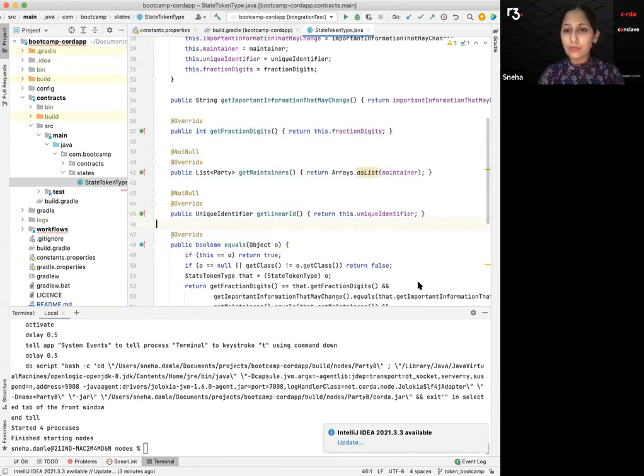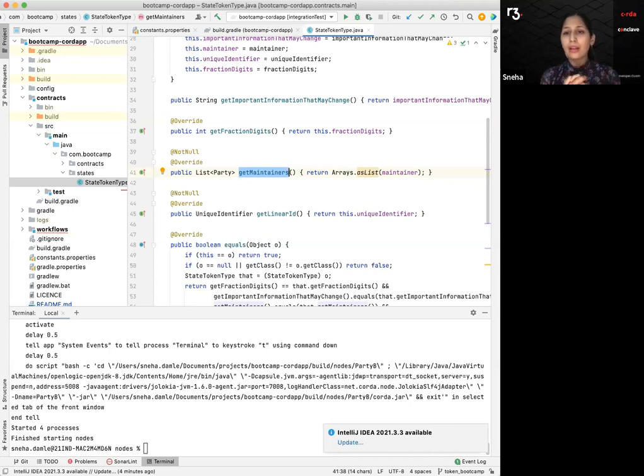So basically it has the fraction digits, which lets you specify the number of fraction digits allowable for this particular token type. So usually for a currency, let's say USD, I would actually give 2 fraction digits, so that I'm able to represent it in a better way. Now this is the maintainer field. The maintainer, I would say, is the party which actually creates this base asset type.